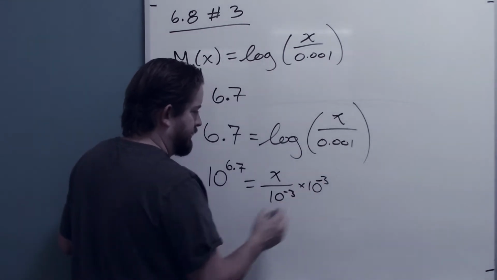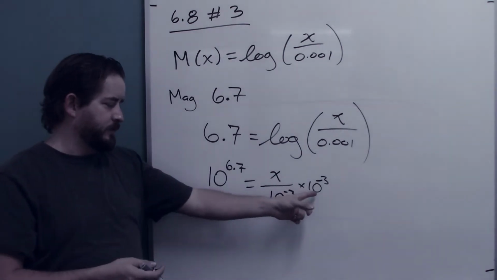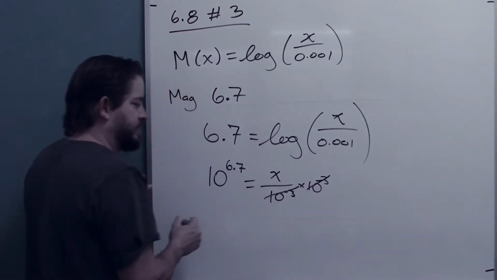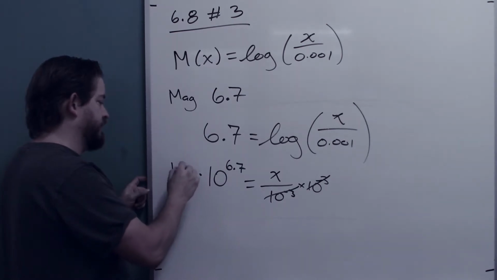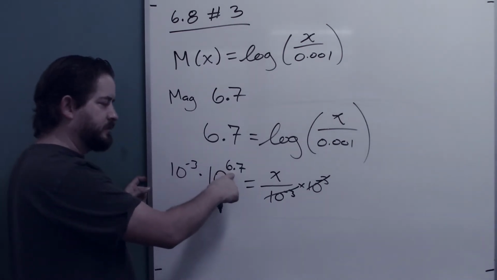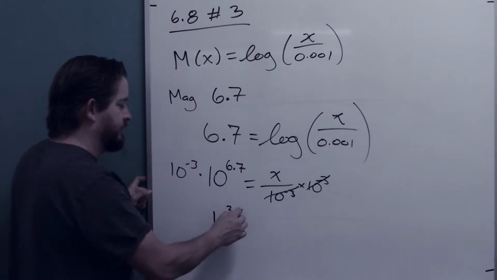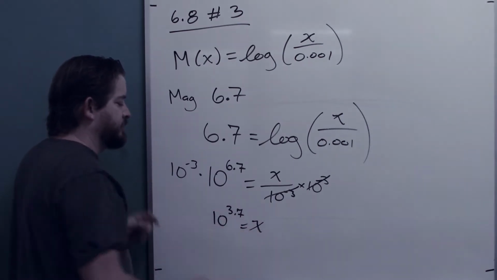So I'm sorry, I want that to be a negative 3. Multiply both sides by 10 to the 3. Then the 10 to the negative 3 cancels out, and the 10 to the 3 simply subtracts from my 6.7, so I then have 10 to the 3.7, which is a much more manageable number, right?